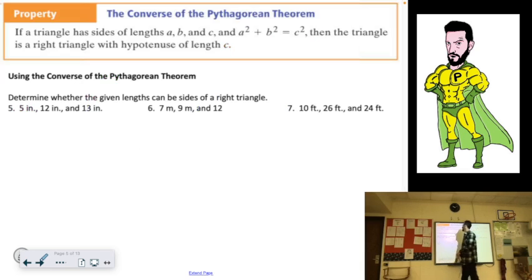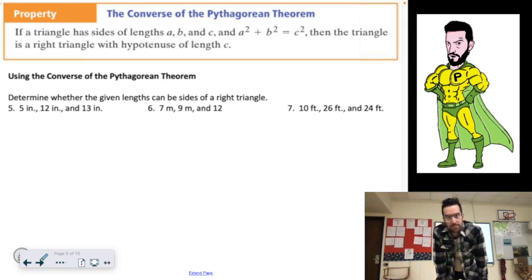Let's see what else we got. Oh, all right. So the converse of the Pythagorean theorem is they'll give you 3 side lengths and they'll say, would this form a right triangle? Could it form a right triangle? So you just have to test, is the leg squared plus the leg squared equal to the hypotenuse? And remember, the hypotenuse is always the longest side.